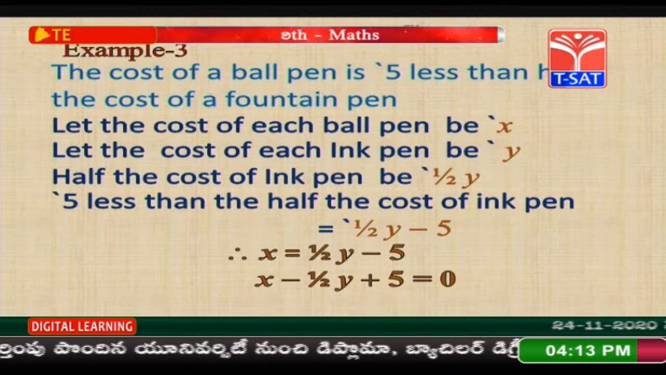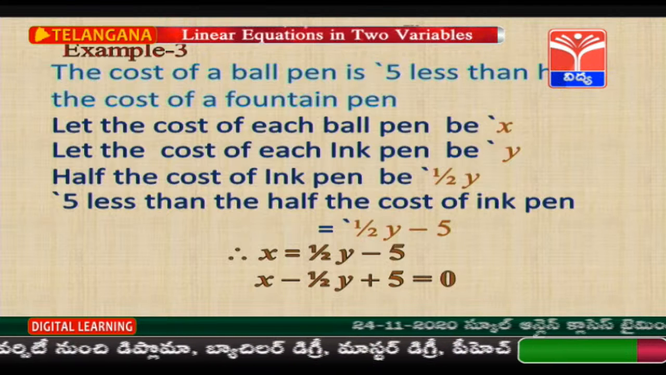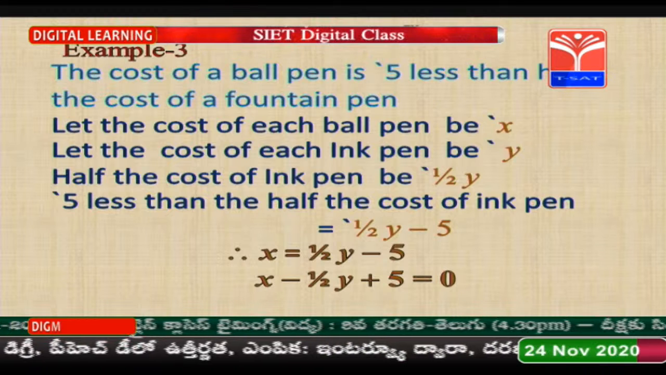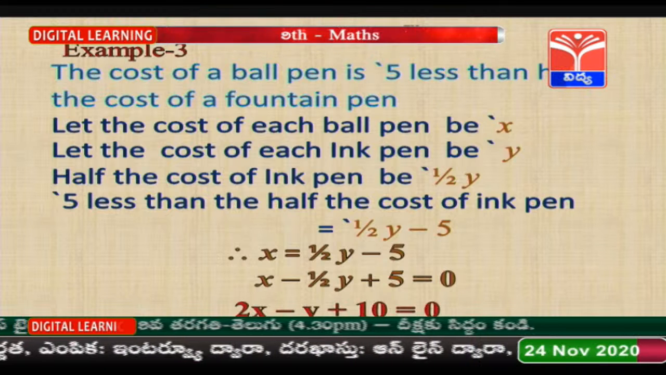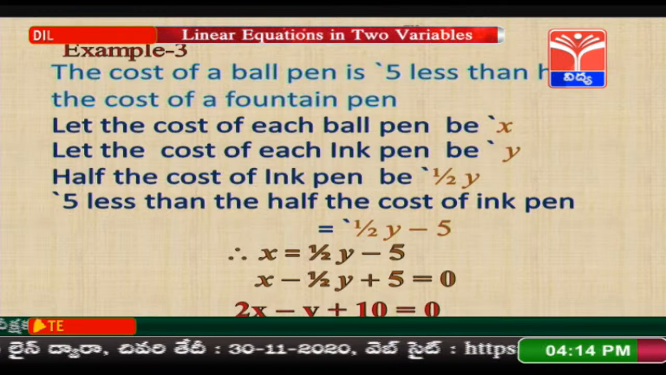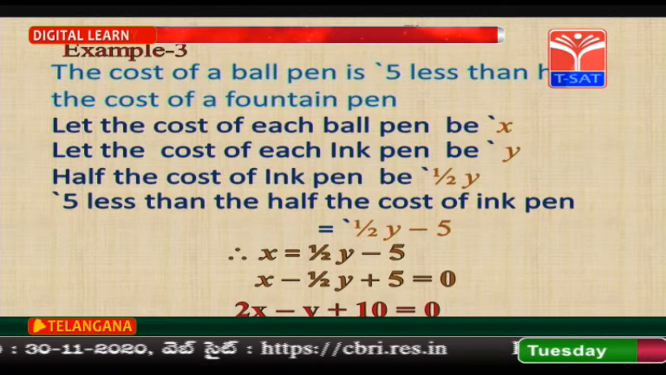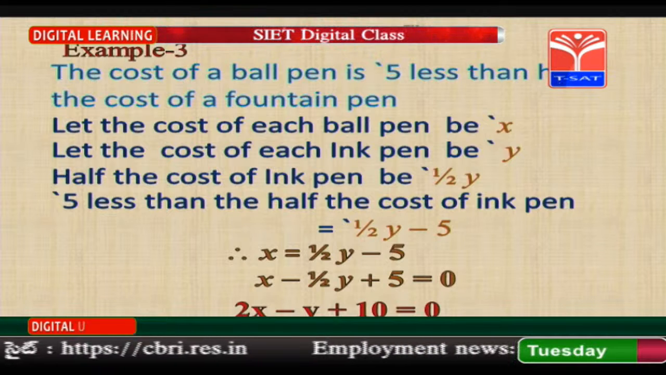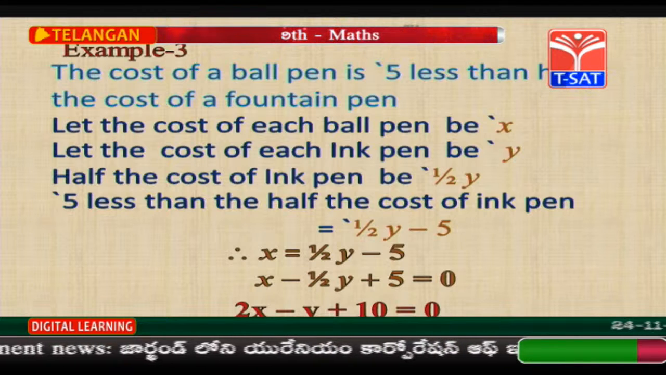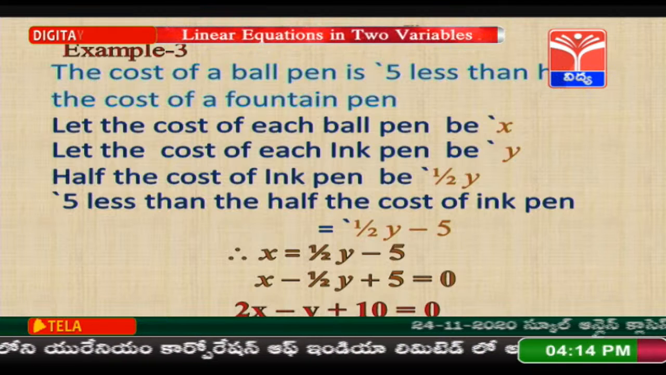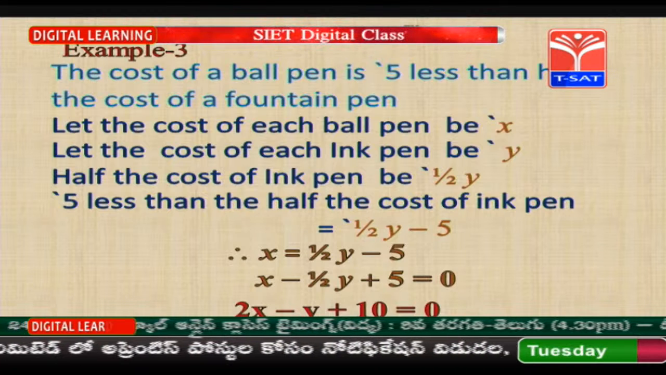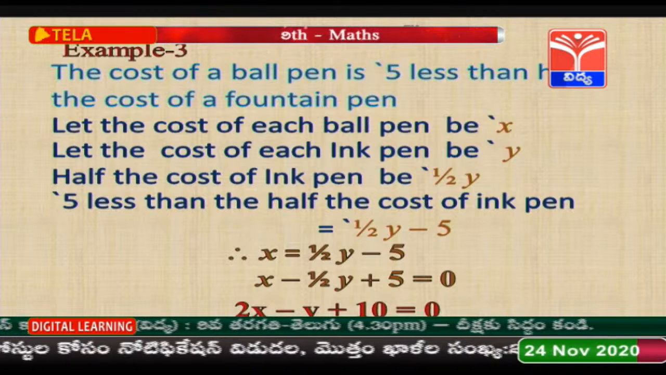Now, I will go for the LCM, that is, I will multiply the whole equation with the LCM of the denominators, that is 2. Then I will be getting the new equation, 2x minus y plus 10 is equal to 0. Are you clear, children? This is the general equation which we have framed now. So, here you can leave it like this, x minus half y plus 5 is equal to 0, or 2x minus y plus 10 is equal to 0 also you can write.